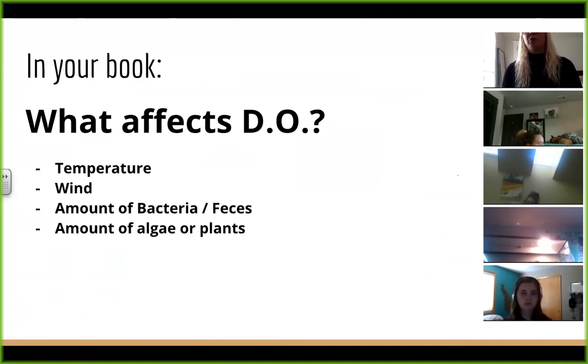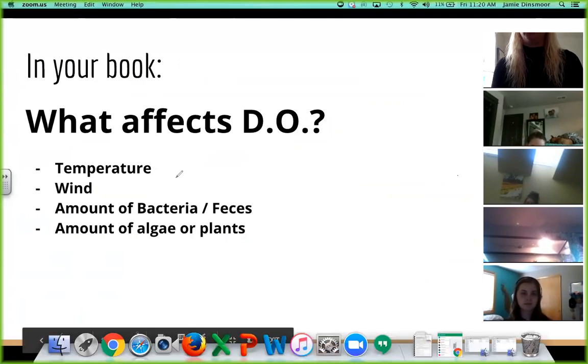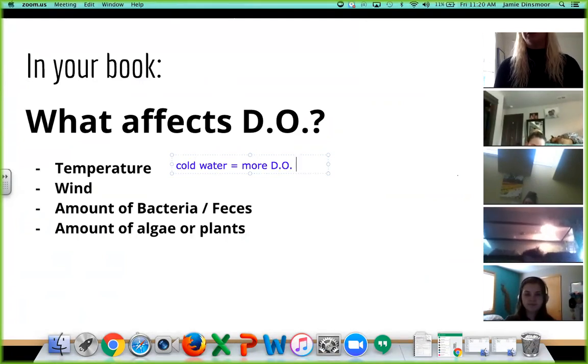So dissolved oxygen in particular can easily be influenced by stuff in the environment. Temperature. So we're going to make a little bit of extra notes here. You might want to write these things down because they'll only be in the recorded version of this. They won't be on the PowerPoint. But cold water equals more dissolved oxygen. Right? The colder the water is, the more oxygen that's able to dissolve. So if water is too warm, that could be a problem, right? If it's super cold, that usually is a good indicator that there's probably a lot of dissolved oxygen.